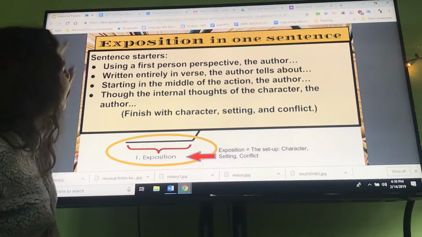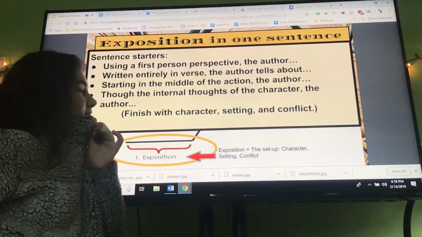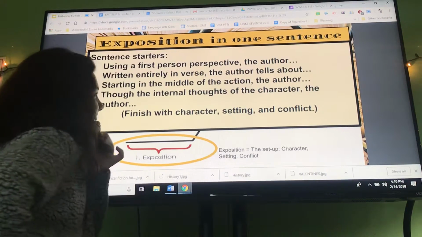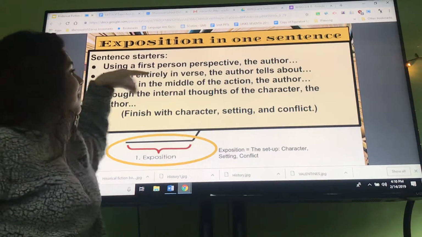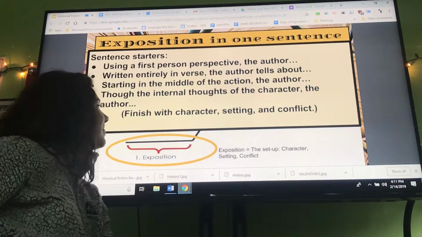Maybe your book starts off in the middle of the action, so that's a move an author made on purpose. Starting in the middle of the action, the author, and then you finish the sentence with character, setting, conflict. Or like I did, through the internal thoughts of the character, the author, character, setting, conflict. So you get the point, right?